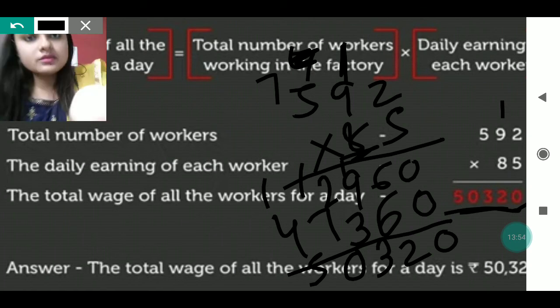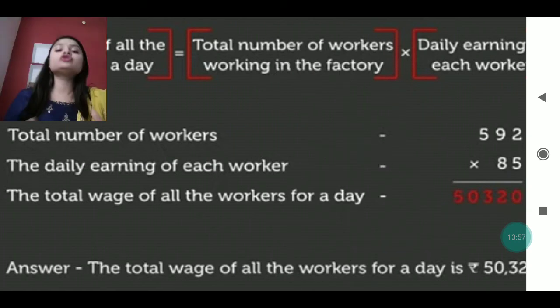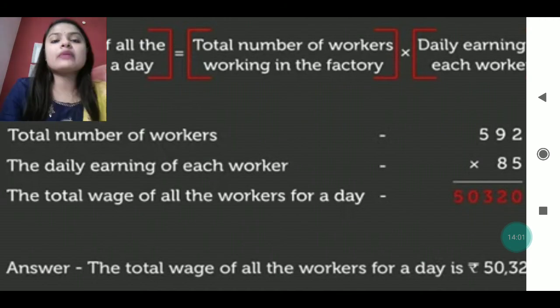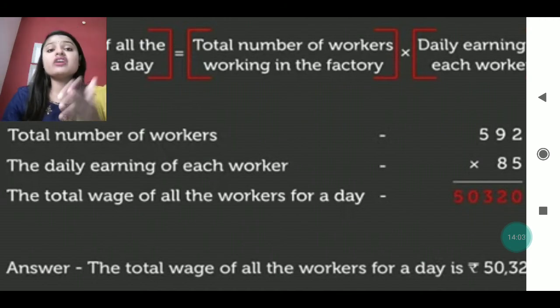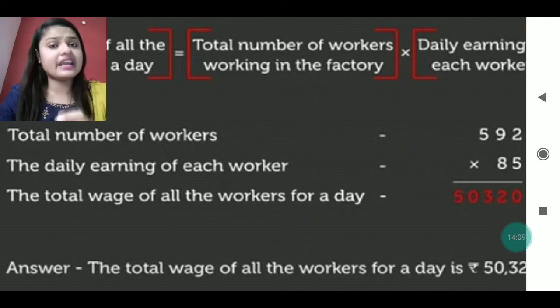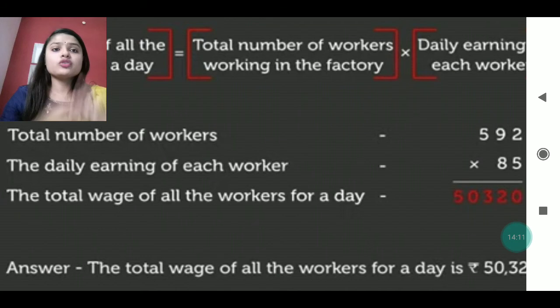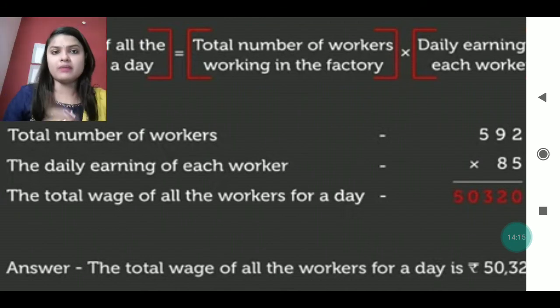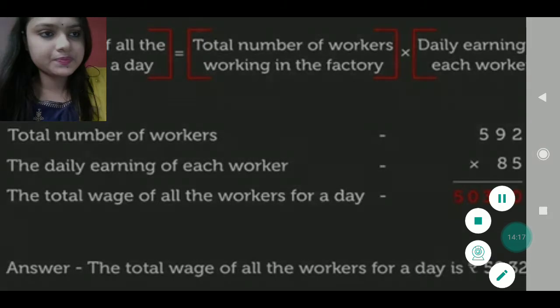Done? Okay, so this is how we used to write it. Don't go in a hurry that we will start multiplying. Here what have we done? First we found the total number of workers. Then we calculated the total wage which they are getting in a day. First we added the number of female and male workers, and then we got the total by multiplying.